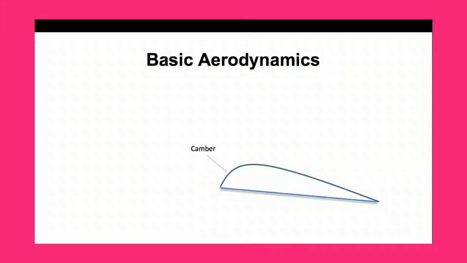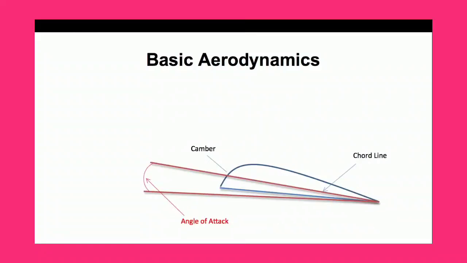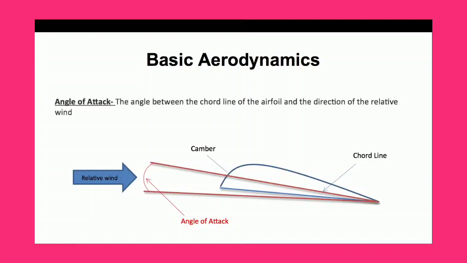The camber is the characteristic curve of the airfoil's upper and lower surfaces. The chord line is an imaginary straight line drawn through the airfoil, in the direction of the relative wind. The chord line is a very important determinant of what's called the angle of attack. The angle of attack is simply the angle between the chord line and the direction of the relative wind.